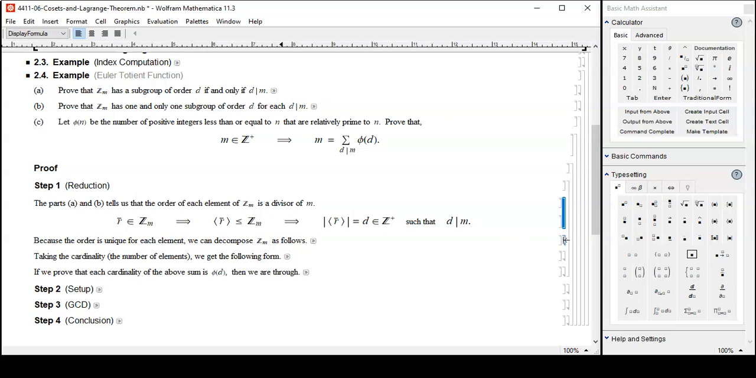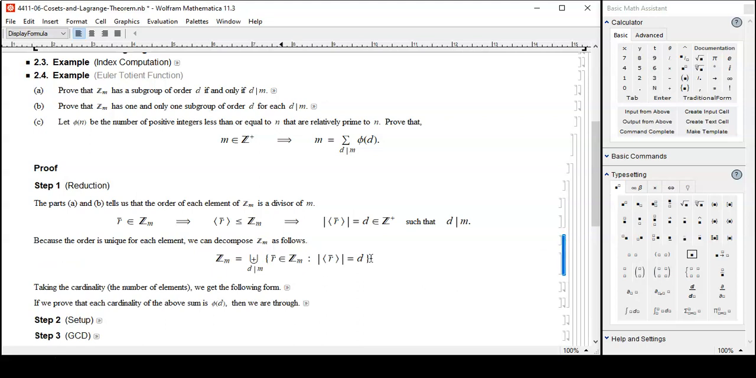Consequently, we can decompose Zm like this, as a union of these sets, and each of those sets shares the element with the same order, d. And of course, that d must divide m. So take the union of all those, and then we have a disjoint union because the order is unique for each r bar.